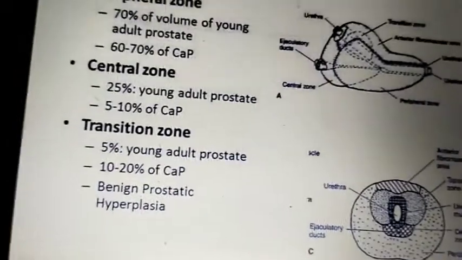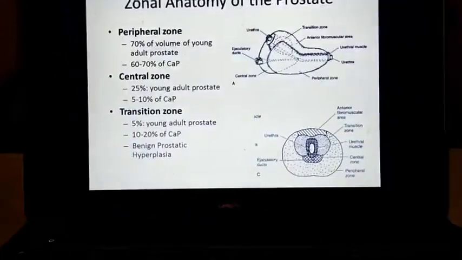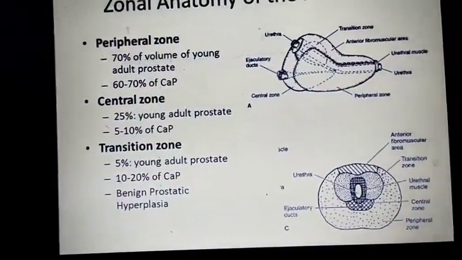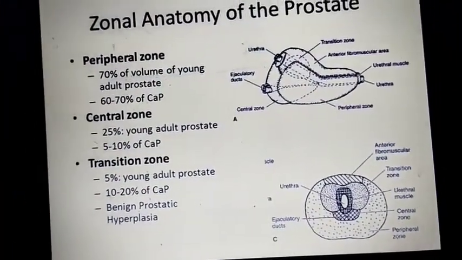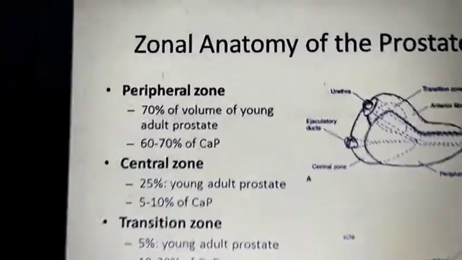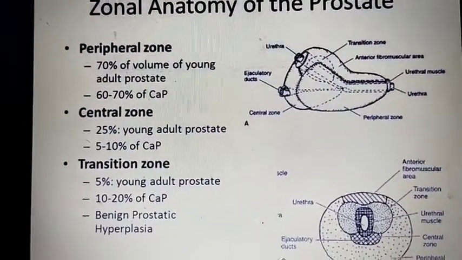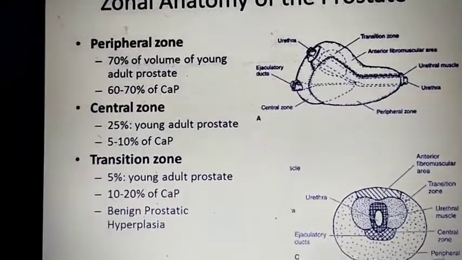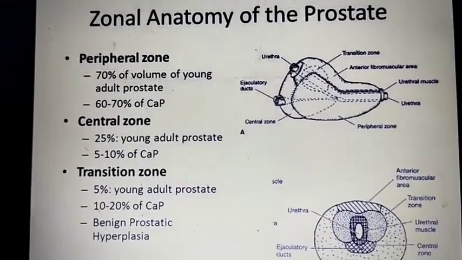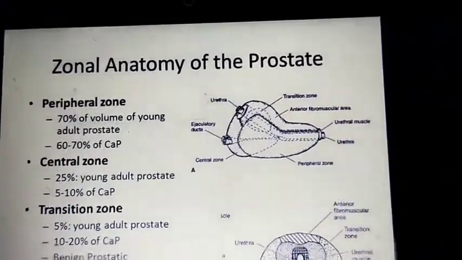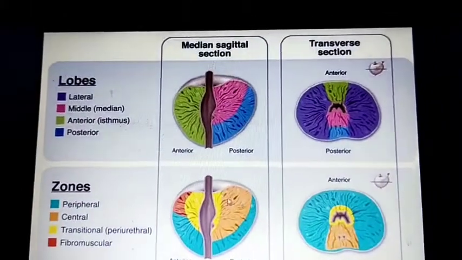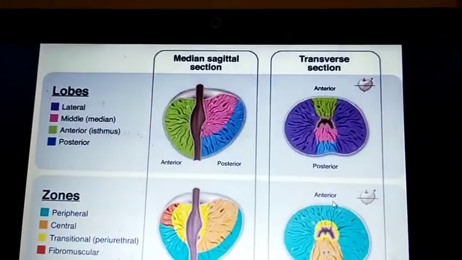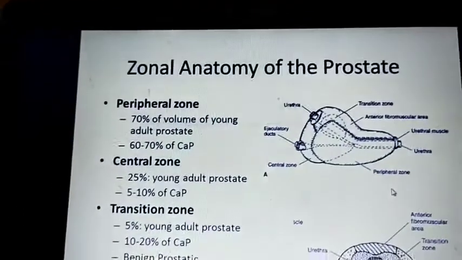Now we can go for the peripheral zone, zonal anatomy of the prostate. Peripheral zone, you can also compare as the lateral lobes. The peripheral zone is 70% of the volume of a young adult prostate. 60 to 70% of carcinoma of the prostate occurs in the peripheral zone, mainly in this area. That's why you can easily palpate it by digital examination.